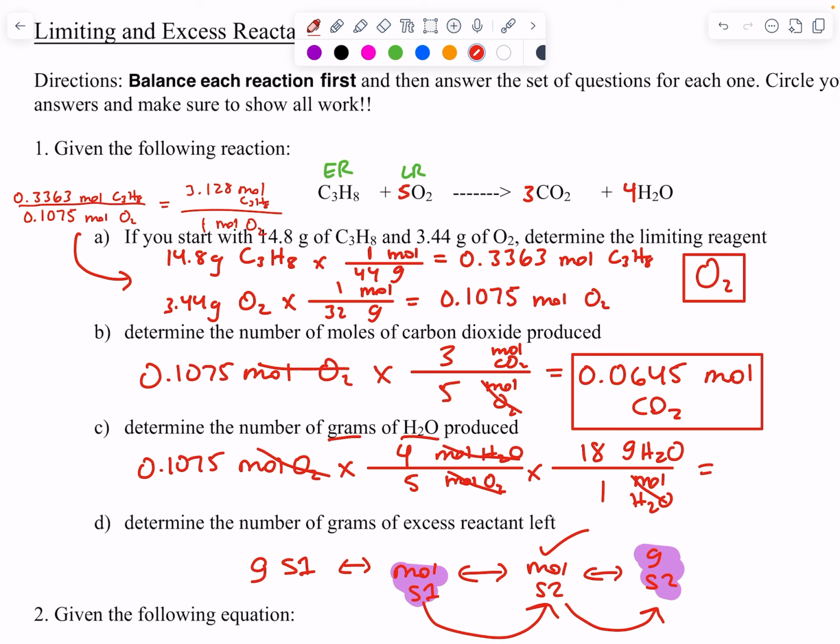So then I'm going to do my calculations. I have 0.1075 times 4 times 18. Divide that by 5, and I am getting 1.548 grams of H2O is how much I can produce. That's how much product I can make. Okay?